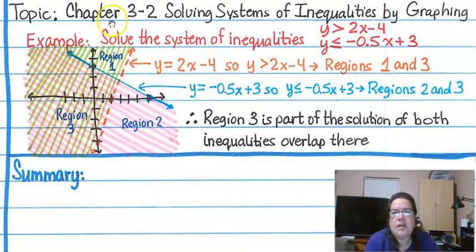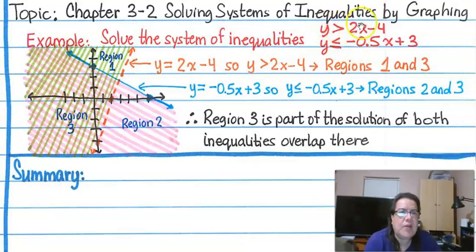In section chapter 3-2, we are going to be looking at solving systems of inequalities by graphing. So it's kind of like solving a system of equations, but this time it's going to be inequalities. Here's an example. If we're going to solve the system of these two inequalities, we first have to graph them. What do they look like?